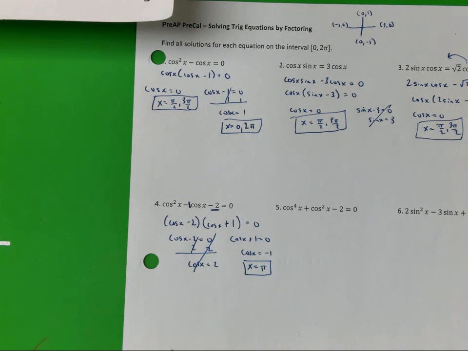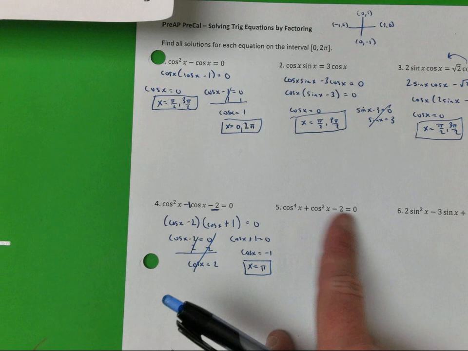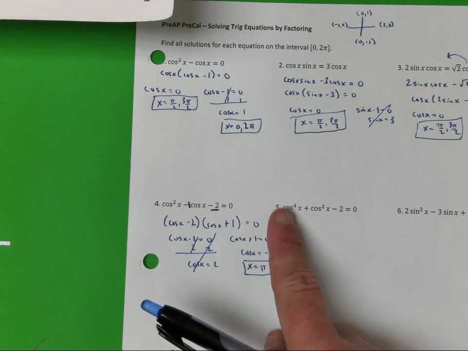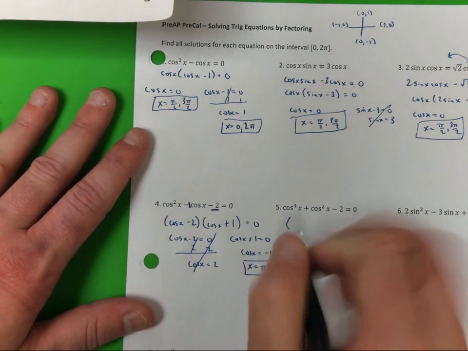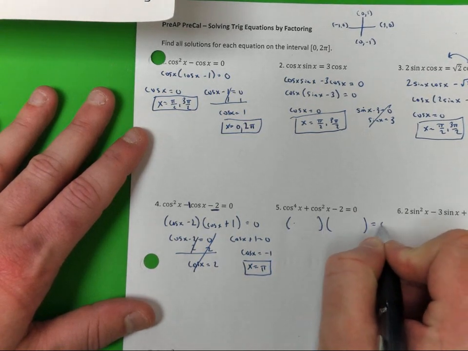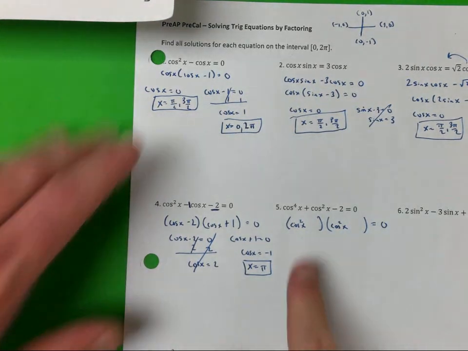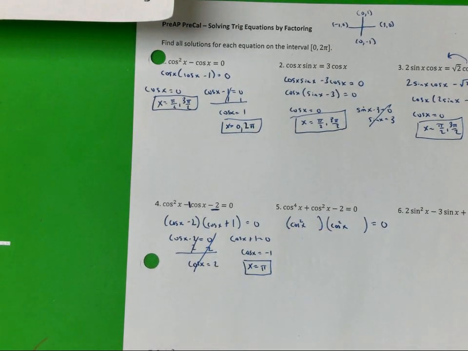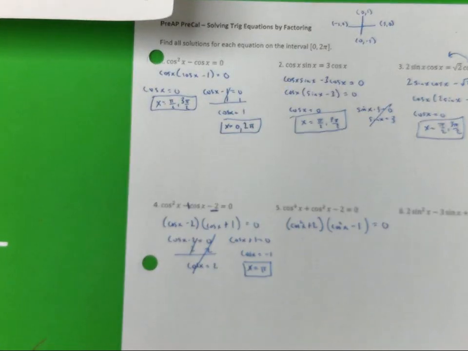Alright, let's look at number 5. We got cosine to the 4th x plus cosine squared x minus 2. Okay, understood coefficient of 1, but instead of doing cosine squared, it's cosine to the 4th. So instead of just putting like cosine x here, we need to put cosine squared x and cosine squared x, because cosine squared times cosine squared is cosine to the 4th. It's got to multiply to give you negative 2, and add to give you 1. That's positive 2 and negative 1.